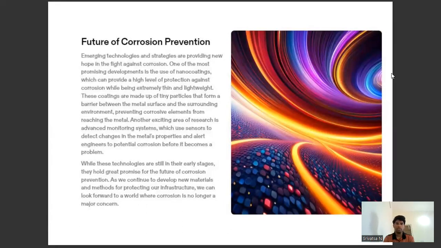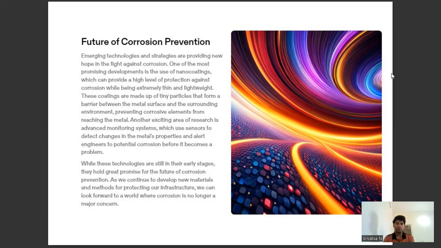Future of corrosion prevention. Emerging technologies and strategies are providing new hope in the fight against corrosion. One of the most promising developments is the use of nanocoatings, which can provide a high level of protection against corrosion while being extremely thin and lightweight. These coatings are made up of tiny particles that form a barrier between the metal surface and the surrounding environment, preventing corrosive elements from reaching the metal.